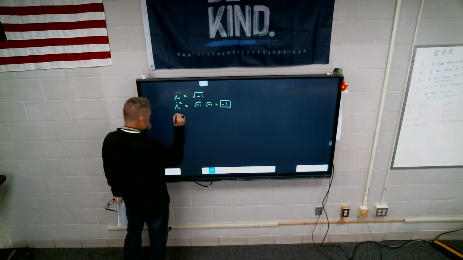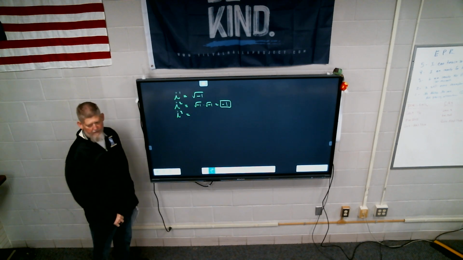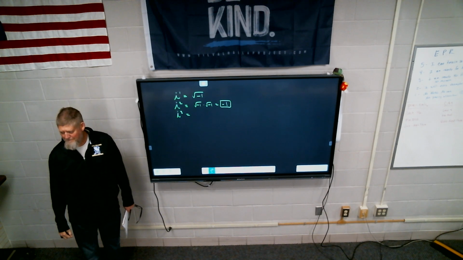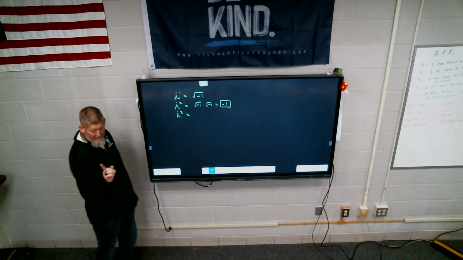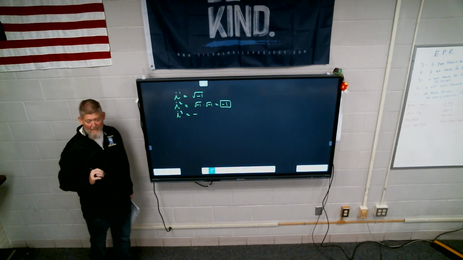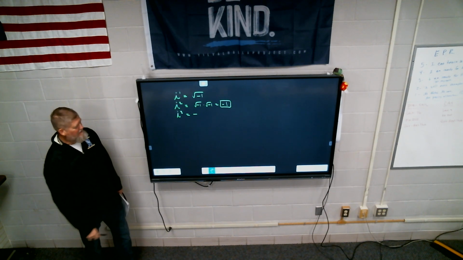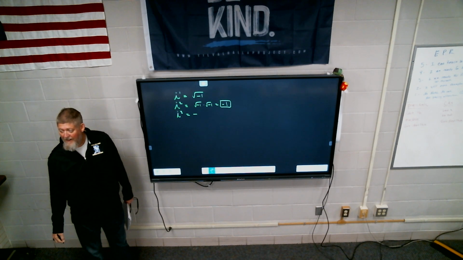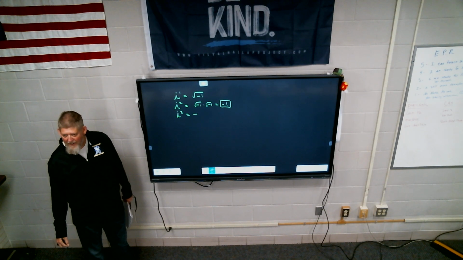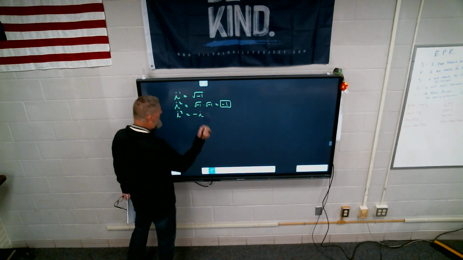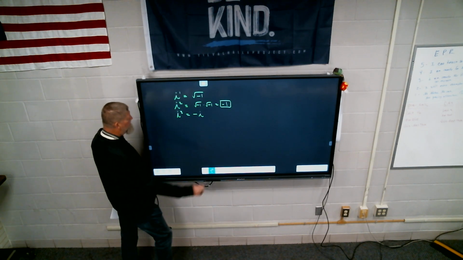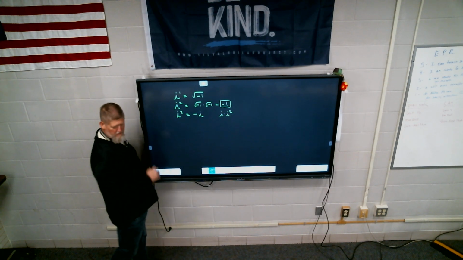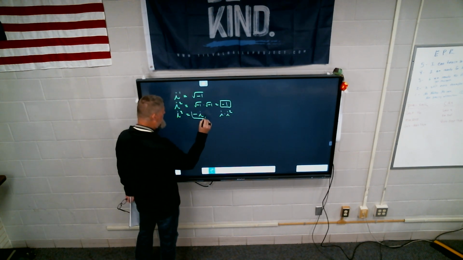Okay, what about i to the third? Is it the square root of -1, or just -1? Nope, because i squared is -1. It's just negative i. Remember, it's i times i squared, which is i to the third. So i cubed is just negative i.